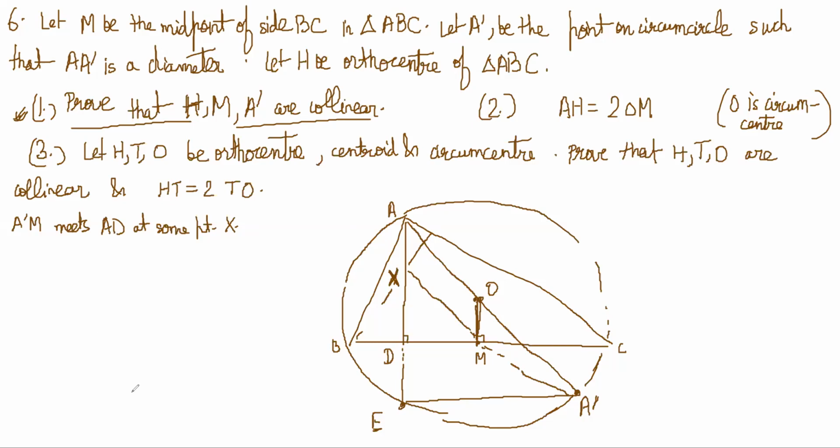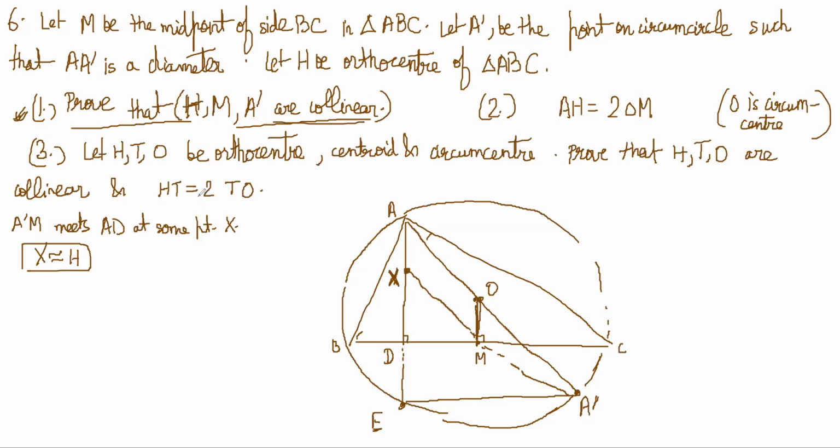So the orthocenter could be any point anywhere on this altitude, right? We don't know whether X is the orthocenter or something else is. So we want to prove that X is the same as H. Then this straight line is cutting it at the orthocenter, and we are done that H, M, A dash are collinear, right?